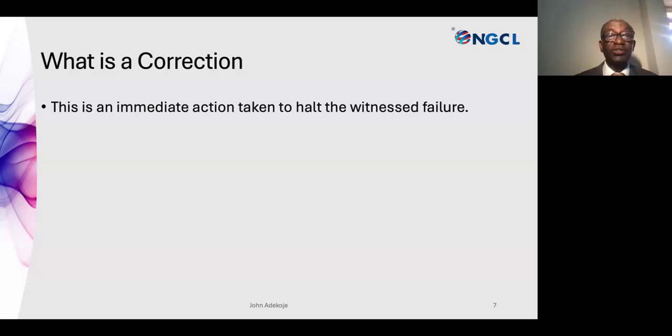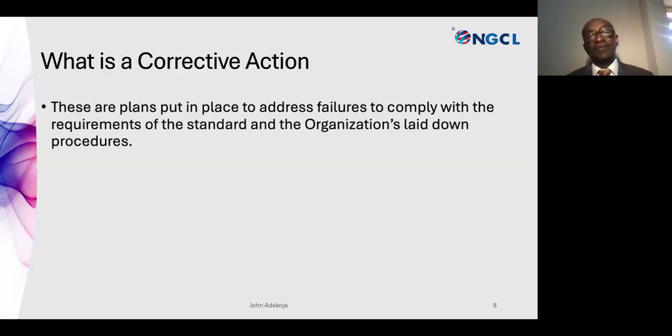That is the first action that is taken. That is why it's called a correction. Now, what is a corrective action? A corrective action is a plan that you put in place, even after doing an immediate correction. You now put plans in place to address the failures in order to comply with the requirements or the organization's laid down procedures itself. That is the SOP or the work instructions, right?